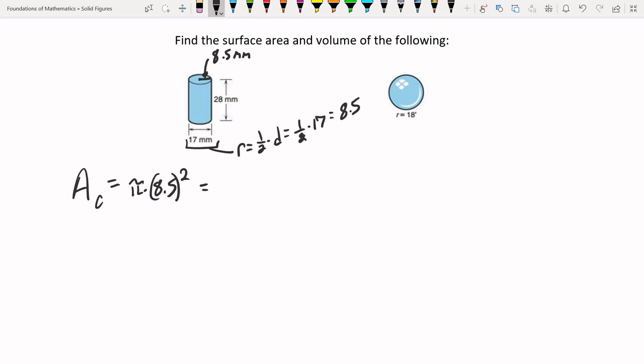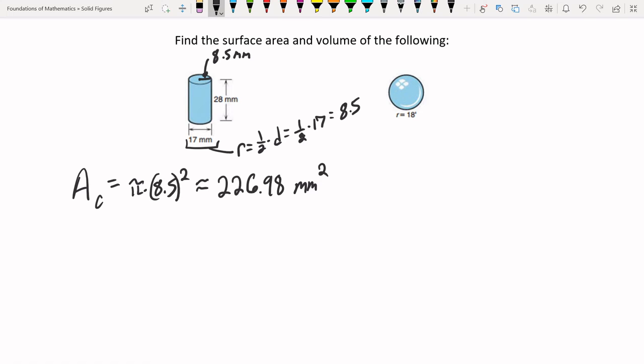We take pi times the radius squared. That gives us 226.98 approximately. I had to round it to two places. Millimeters squared. Okay, that's for one of the circles. Of course, we have two of them. But now we can find the surface area of the round part of the cylinder.